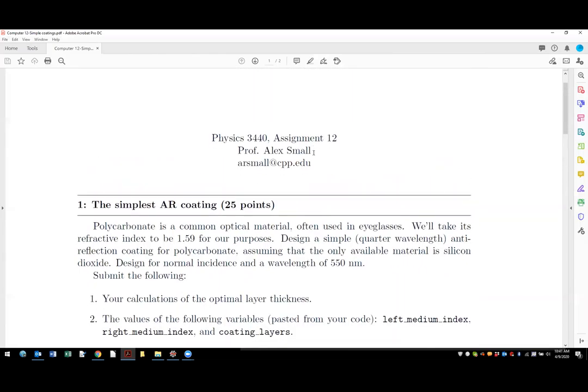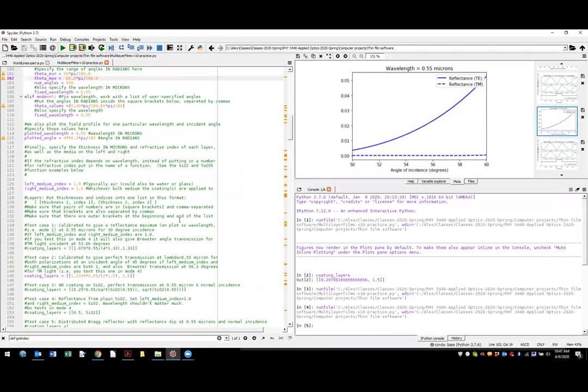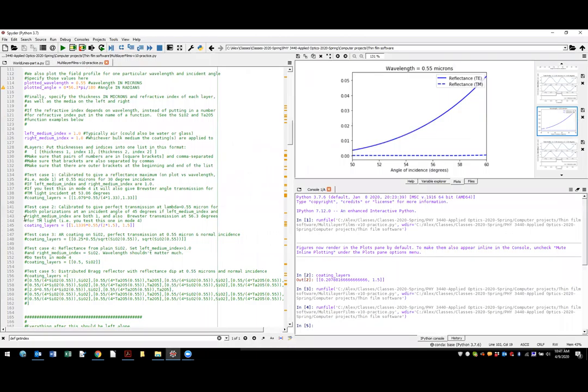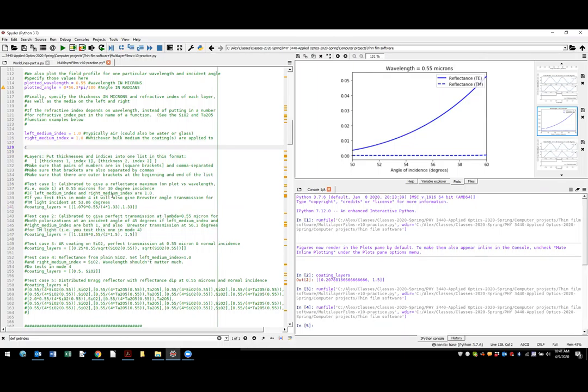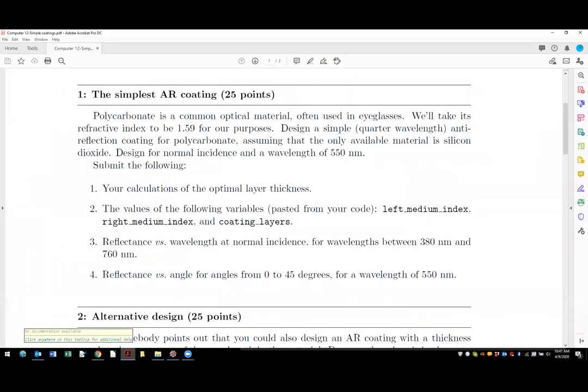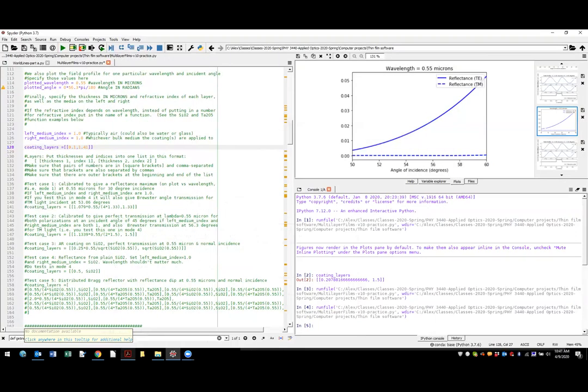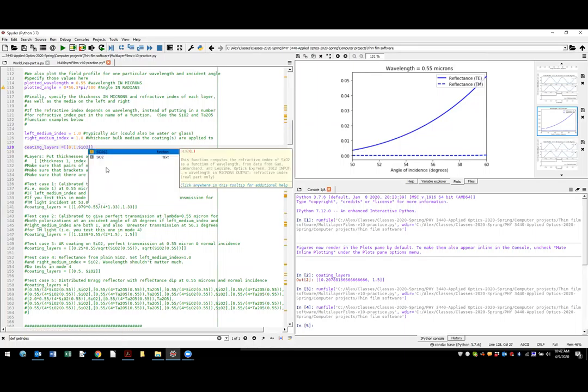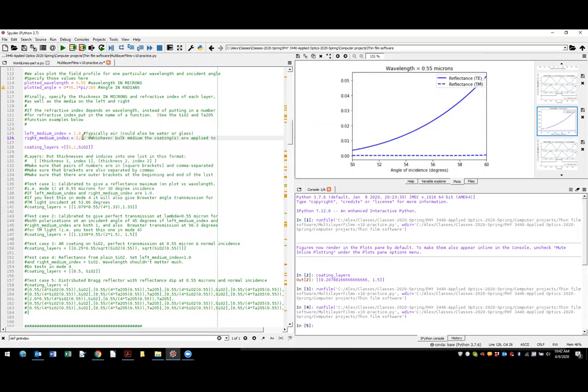So first I have you just put one layer on polycarbonate. And all you would do to put one layer on polycarbonate is you could comment out these test cases or edit one of these test cases, however you want to do it. But one way or another, you would just say coating_layers, that underscore is important. Coating_layers equals, I don't know, 0.1 and whatever the refractive index was, 1.41, or let's see. They tell you to use SiO2, and they tell you to put it on polycarbonate, so 1.59 is the right medium, polycarbonate. SiO2 is the coating. Right now I'm just going to guesstimate a coating layer thickness of 0.1.